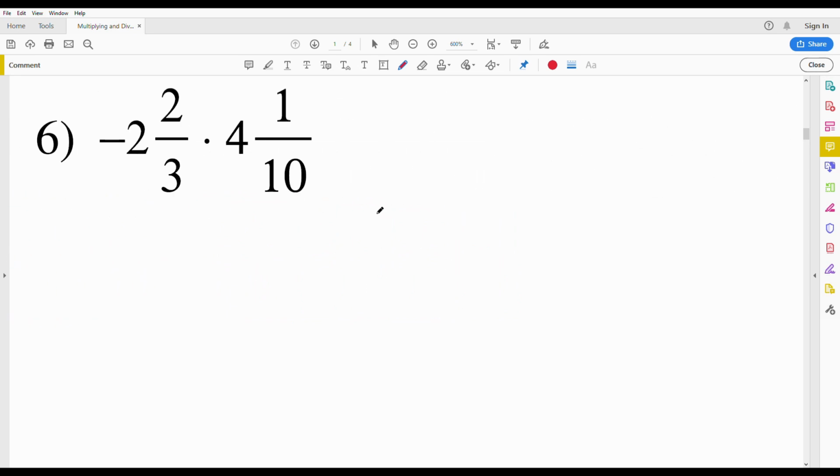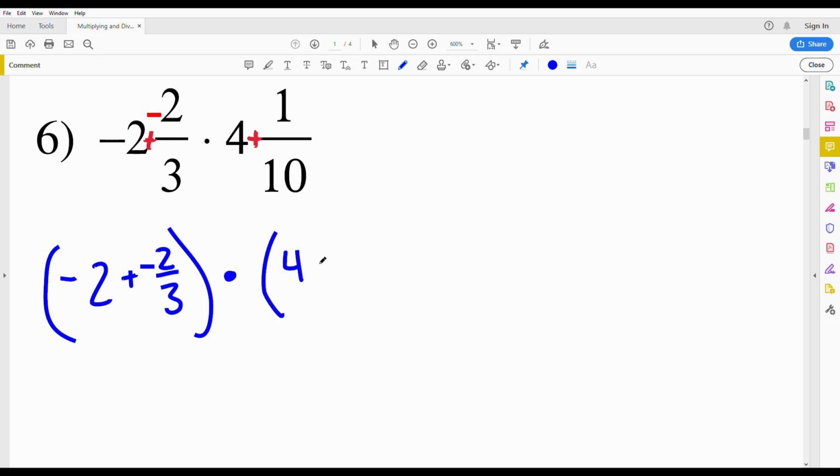Now on to number 6. I wish it was as simple as number 5, where we could just put each of these over 1, but we cannot do that because we have negative 2 and 2/3. This is like negative 2 plus a 2/3. And 4 and 1/10 is like 4 plus 1/10. So before we can even think about multiplying these, we have to simplify. So negative 2 plus 2/3, I'll rewrite this. Negative 2 plus 2/3. We have this number, and we're going to be multiplying it by 4 plus 1/10.